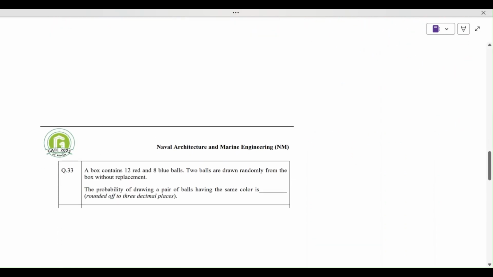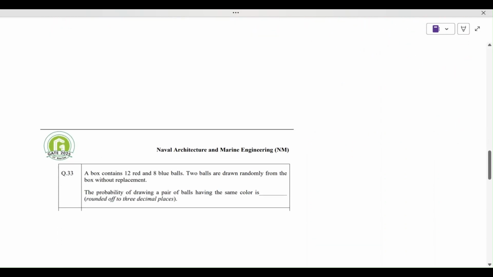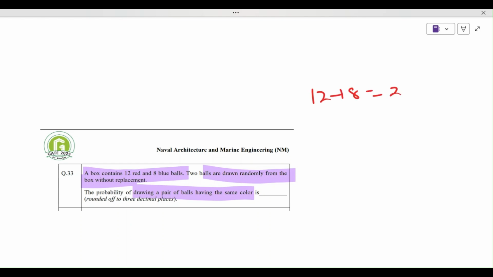So the last question for this video is, now you can see a box contains 12 red and 8 blue balls. Two balls are drawn randomly from the box without replacement. Okay, without replacement. And we have to find the probability of drawing a pair of balls having the same color. So we have to pick a pair. Okay, so total number of balls are 12 plus 8, 20, and we have to draw any two balls. That is your total outcome. So it will be 20 into 19 by 2, that is 190.